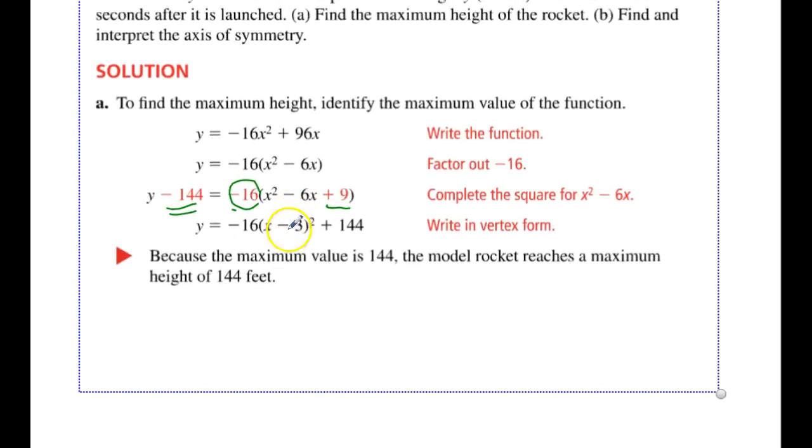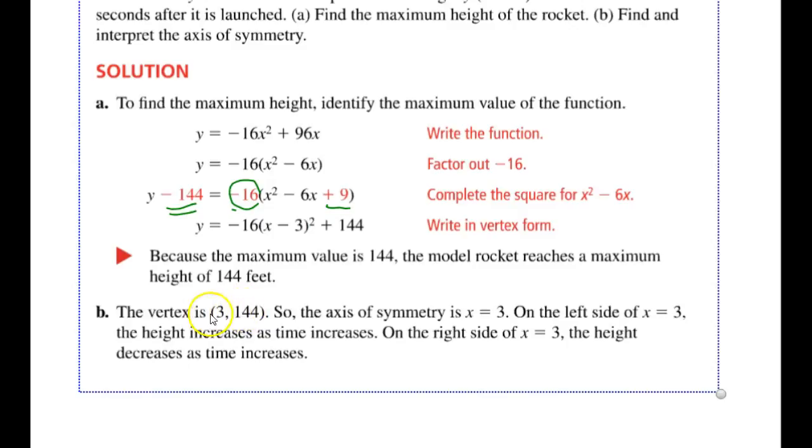Well, I know the axis of symmetry is x equals 3 because that's my x value of my vertex. So now I have to interpret it. I have to tell what it means.